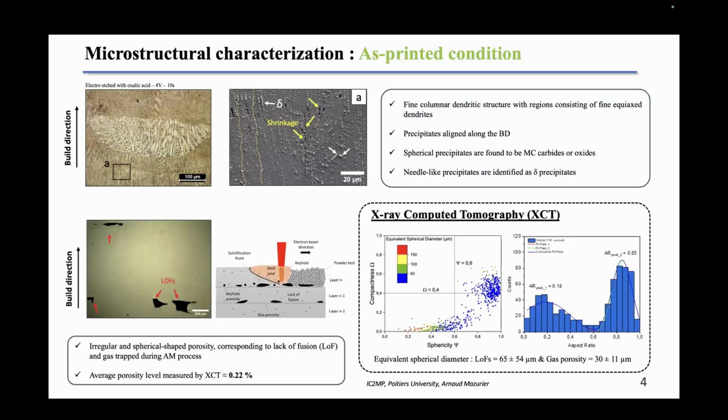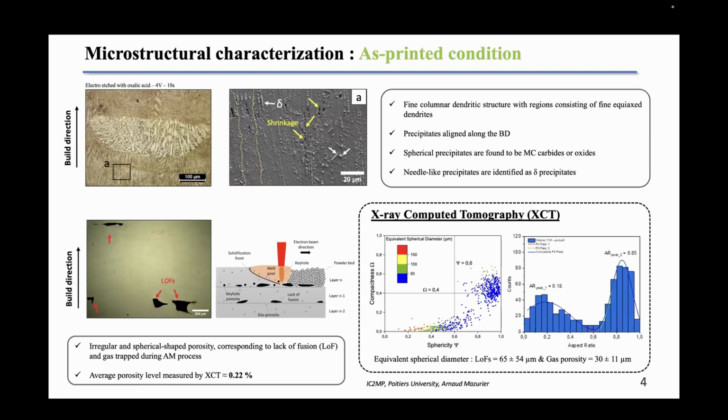So if we take a look at the characterization of as-printed samples, we observe a fine columnar dendritic structure with some regions of equiaxed dendrites. If we zoom in, we can see that we have precipitates aligned along the building direction in the shape of needles, which are identified as delta precipitates. Also, in our samples we observe some porosity, which was characterized by XCT.